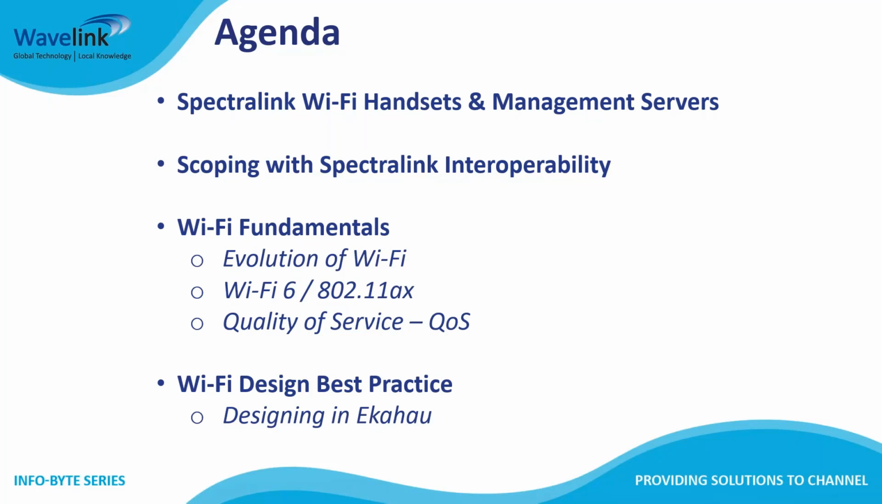So we're going to have a look at the Spectralink handsets to start with, a quick snapshot on the management servers. Then we will have a look at the deployment side of things, scoping an opportunity with Spectralink's tools themselves, so the interoperability guides for phone systems, certified wireless systems, so enterprise grade wireless and what that means and what should be scoped for those opportunities. The Spectralink AIMS program as well.